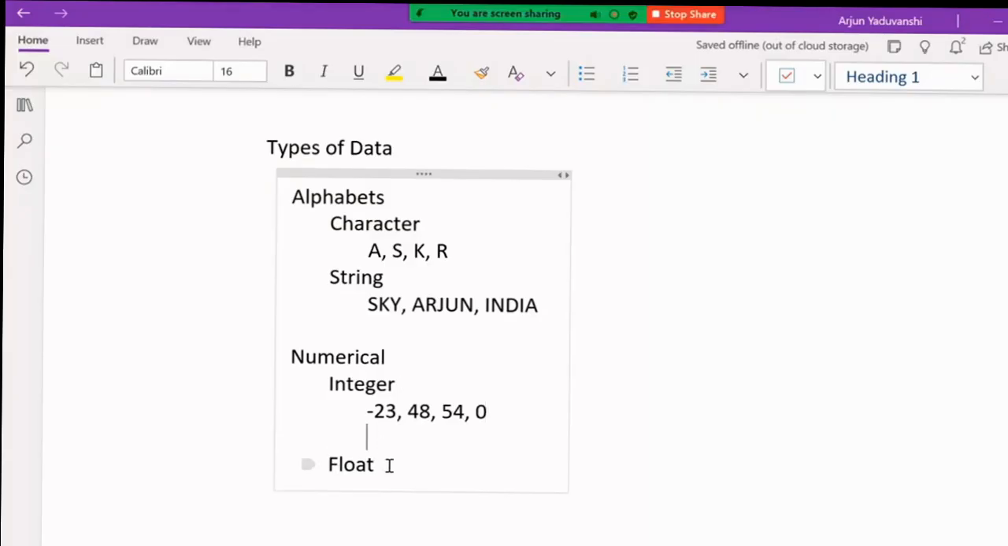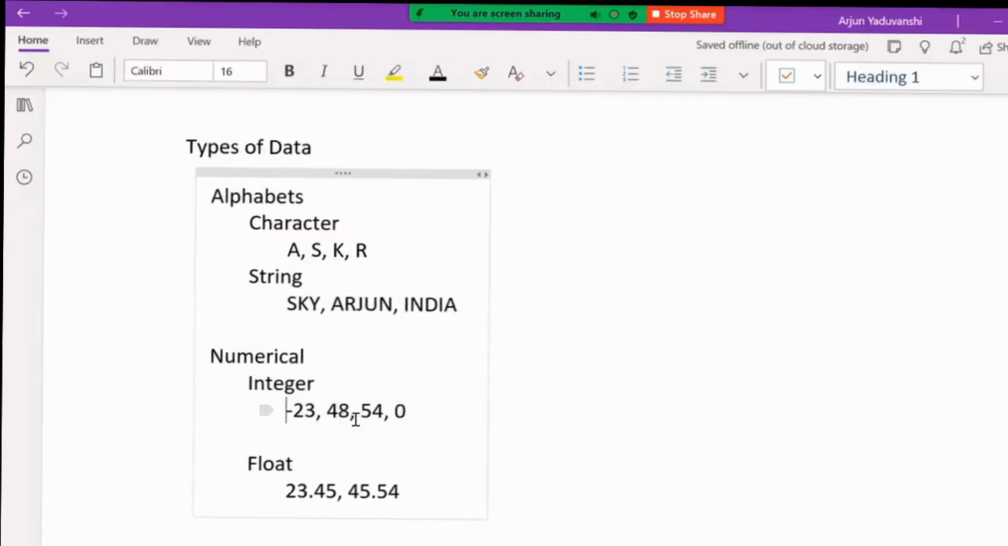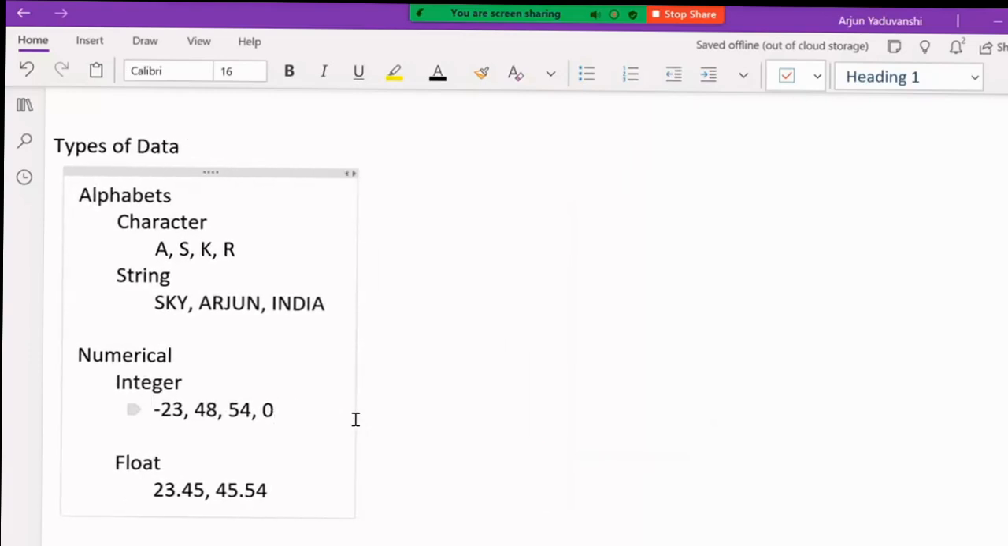Now what is a float? An integer with a decimal point. So for example, 23.45, and I will give it as 45.54. All these things come under the category of float. Now very broadly classifying, there will be an alphabet type and there is a numerical type. So what happens now if a variable is assigned a value? Now we will go deeper into this. Just take it as it is. If I'm saying A is equal to 100.